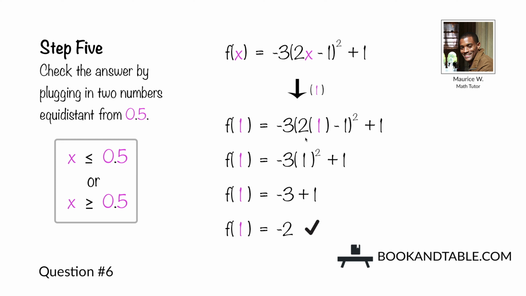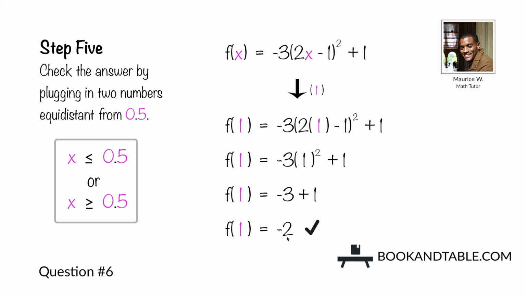F of 1 would give us, inside of the parentheses here, we have 2 times 1, which is 2. And 2 minus 1 would be equal to 1. 1 squared is 1. And negative 3 times 1 is negative 3, and negative 3 plus 1 is equal to negative 2.